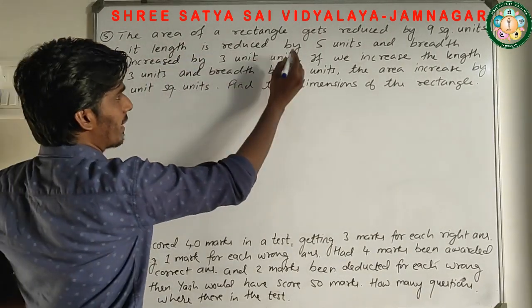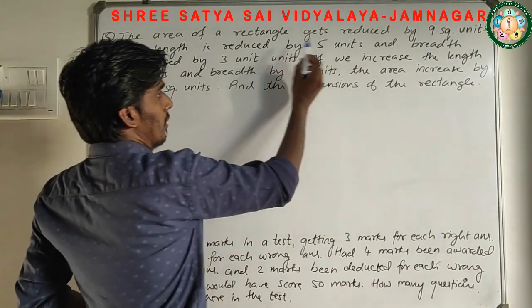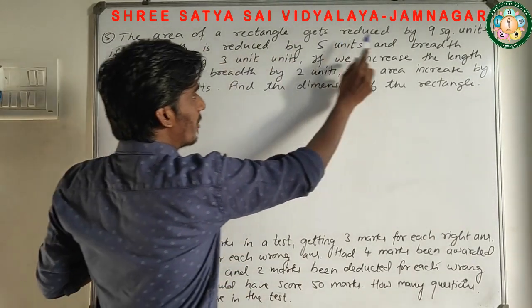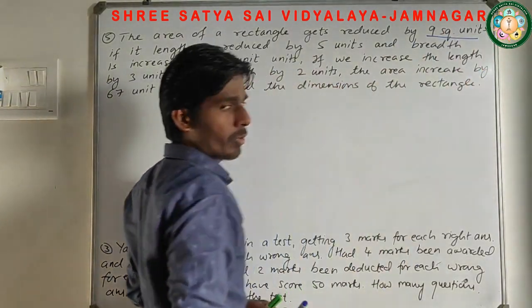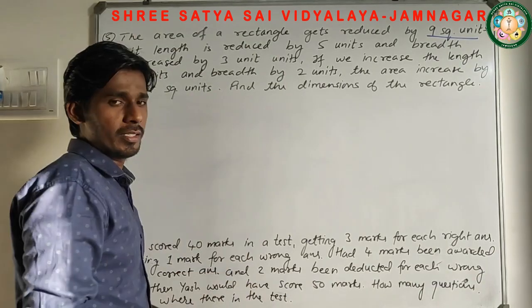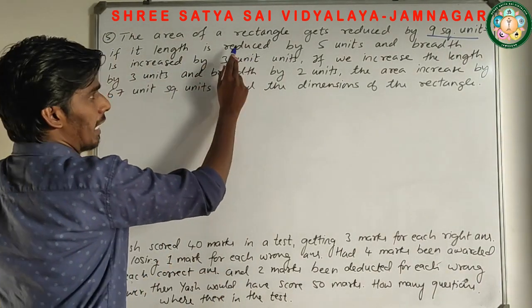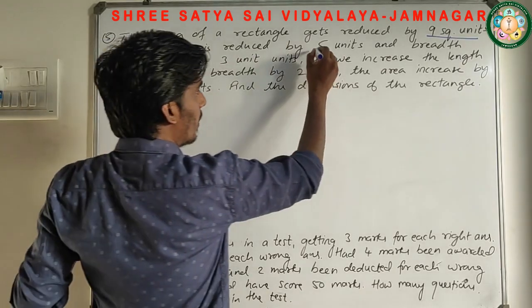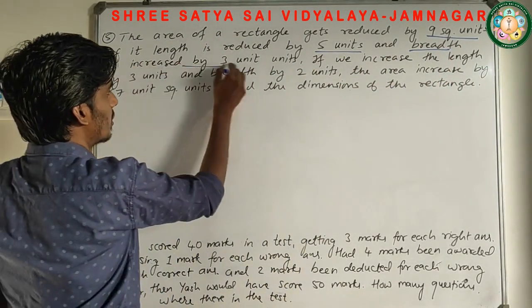The area of rectangle gets reduced. Area क्या हो रहा है? कम हो रहा है. The area of rectangle gets reduced by 9 square units. कितना यूनिट कम हो रहा है? 9 square unit means 9 square unit is decreasing. If the length is reduced, length को reduce किया जा रहा है, how much? 5 units and breadth is increased by 3 units.